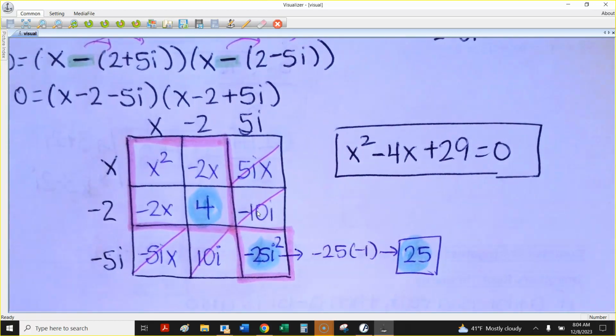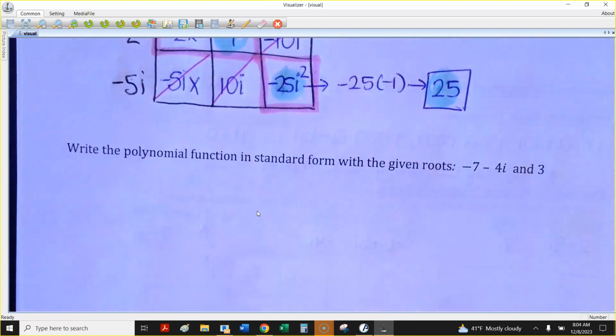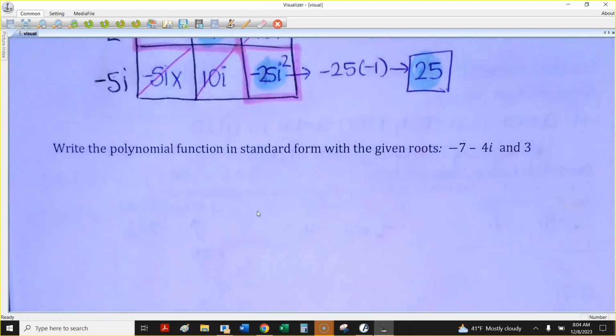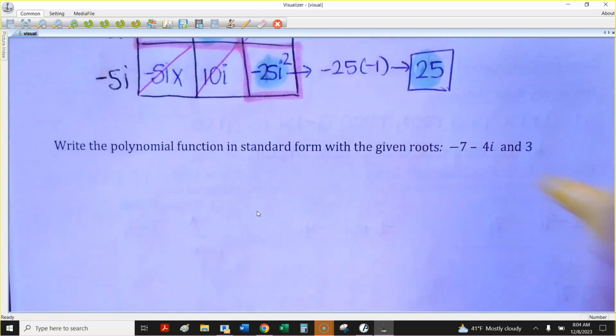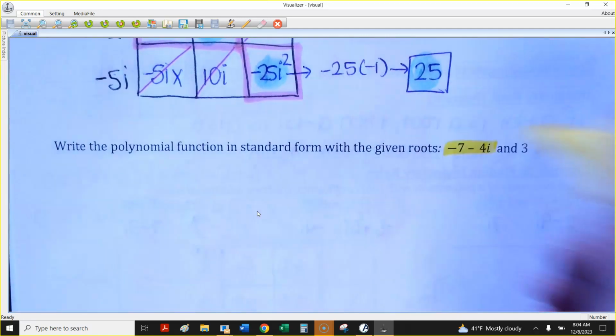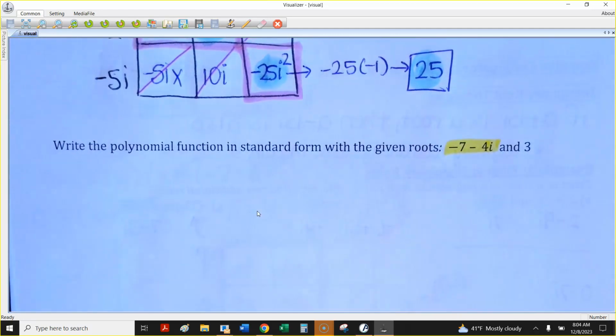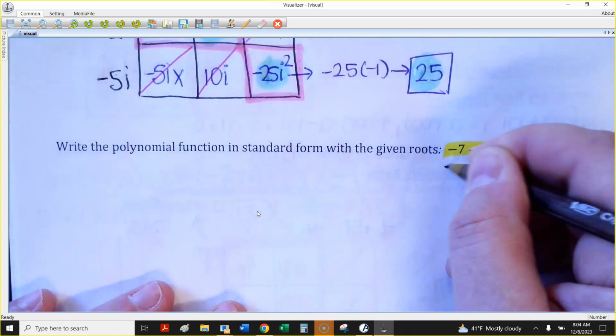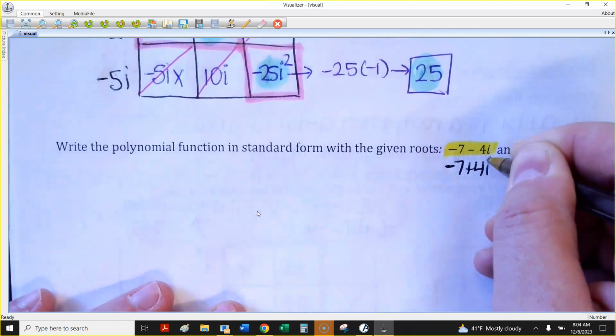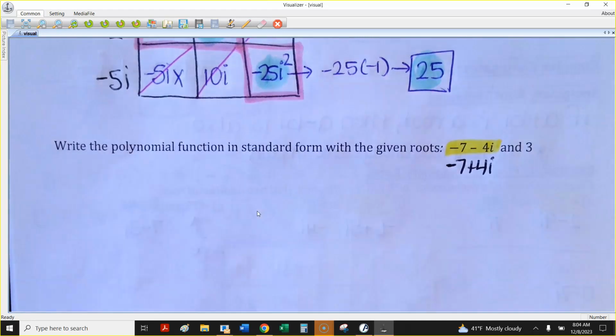Okay, we'll do one more that's a little bit harder. So this has an imaginary root, but it also has a real root. All right, so if you have imaginary, you automatically have another one. If they don't give it to you, just write down its conjugate. So I'd have negative 7 plus 4i. And then we also have this 3.